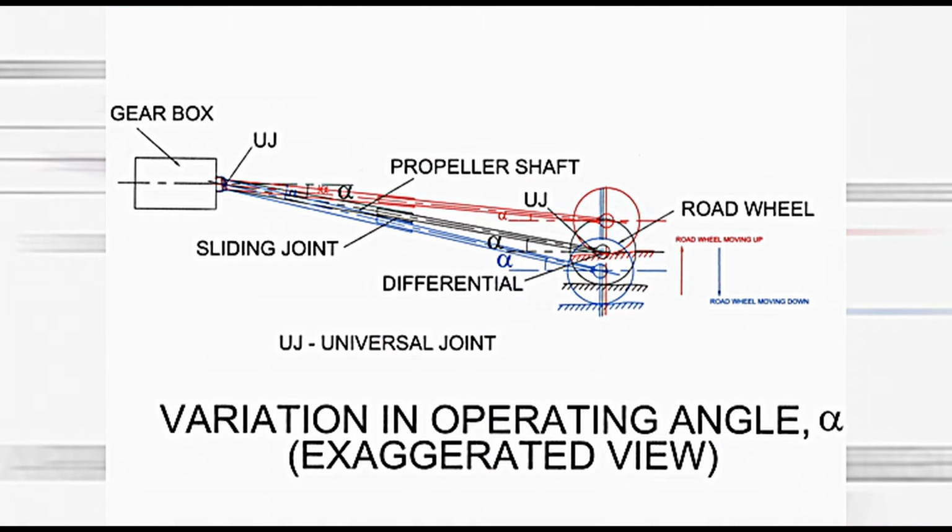As the vehicle moves on the road, rear wheels move up and down. This is because of the uneven surface of the road. This up or down movement of wheels causes the variation in angle alpha as shown in the diagram. Upward movement reduces the angle, whereas downward movement increases it. Also, the distance between the gearbox end and differential varies.